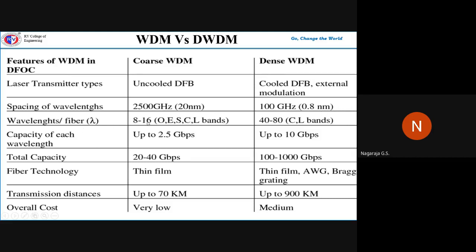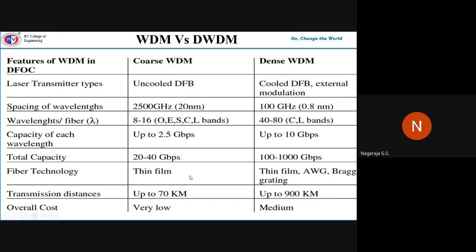Wavelength fiber count is 8 to 16. You can use it with different bands like O, E, S, C, L bands. Here it is 40 to 80. You can have C and L bands here. Capacity of each wavelength is up to 2.5 gigabits per second here, and 10 gigabits per second here. Total capacity is 20 to 40 Gbps, and here it is 100 to 1000 Gbps.